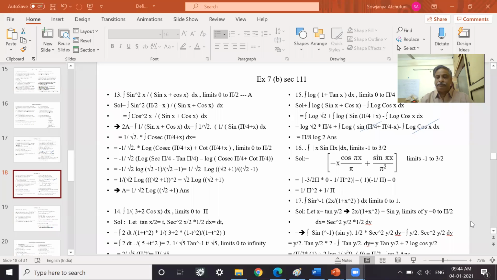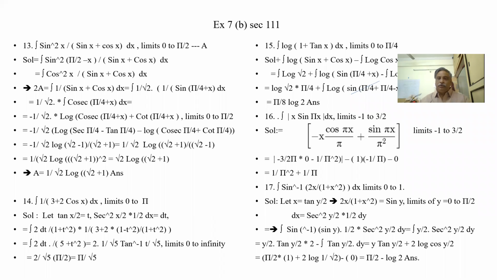Hello students. Let us continue our integrals. We will do some more problems from chapter 7b, section 3. Let us see this problem. Integral sin square x by (sin x plus cos x) dx, limits 0 to pi by 2.